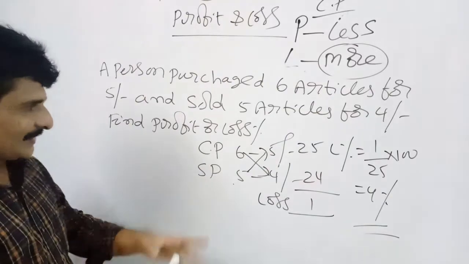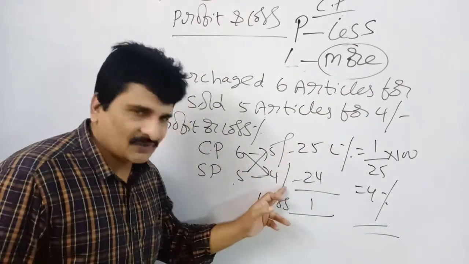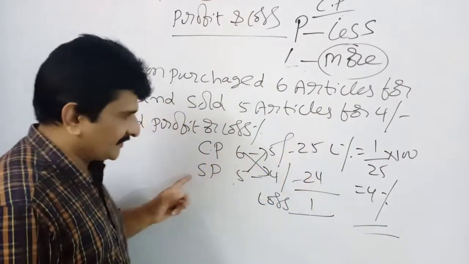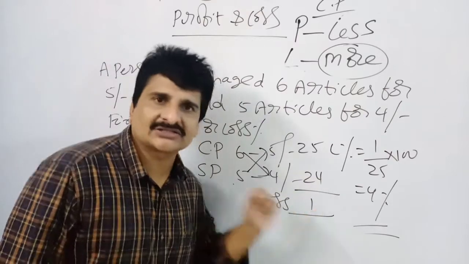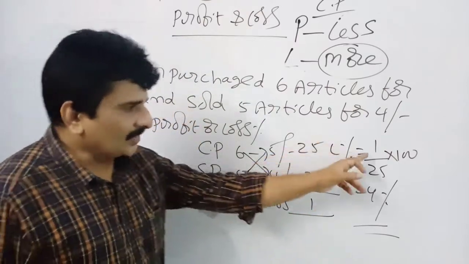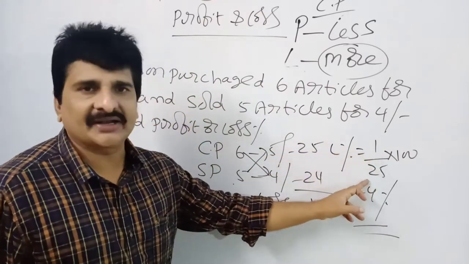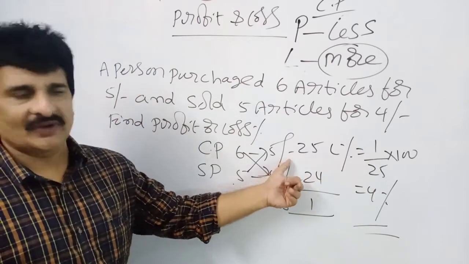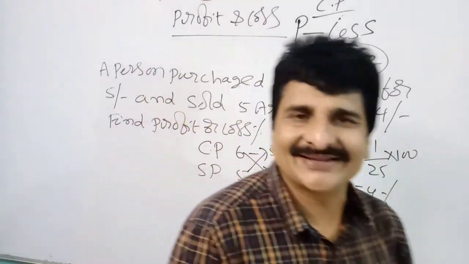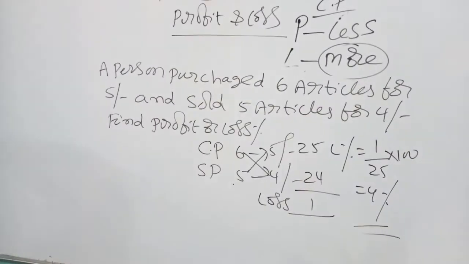You cross multiply them. 5 5s are 25. 6 4s are 24. So CP is 25, SP is 24. So there will be a loss of 1 rupee. The loss percentage is to be calculated on CP. CP is how much? 25. So 1 by 25 into 100. That's all. That's a very important shortcut.